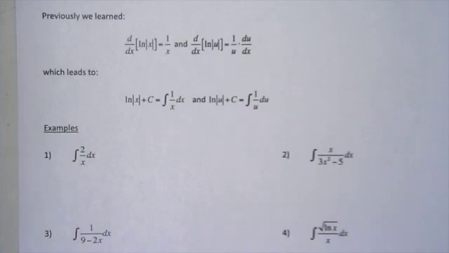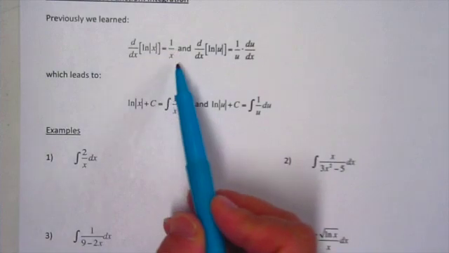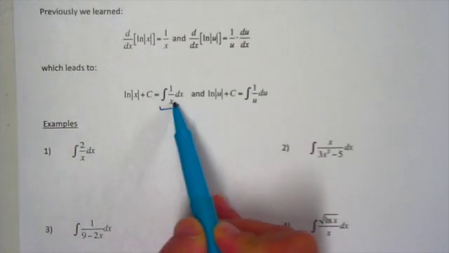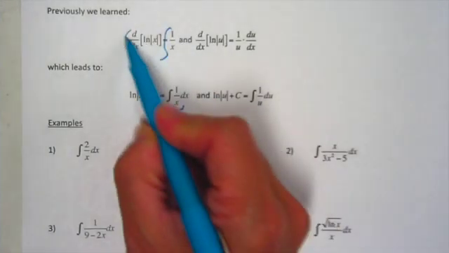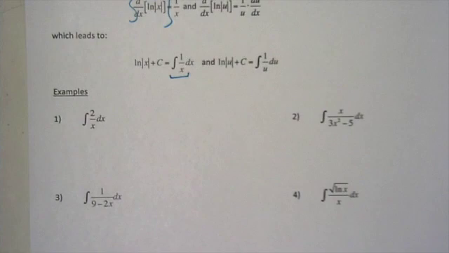Okay, previously we had done the derivative of the natural log, which is 1 over x. So we're just going the other direction. It makes sense that the antiderivative of 1 over x, if I integrate this, will lead me to natural log of x. Okay, so let's just work through a couple examples.